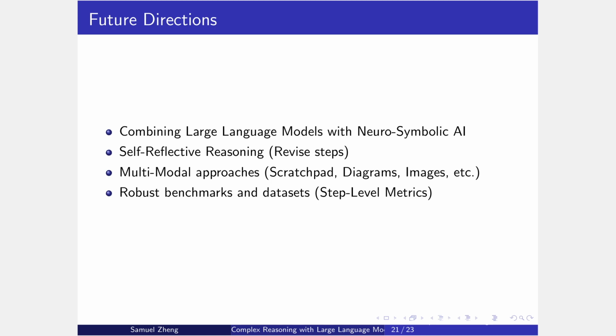Then we have self-reflective reasoning, which would allow models to revise their own reasoning steps, catching and correcting errors. So just like how a person would go back and check their own work, a large language model would go back and question its own work. And then it could even say, oh, this step doesn't make sense, and it would go back and revise that.